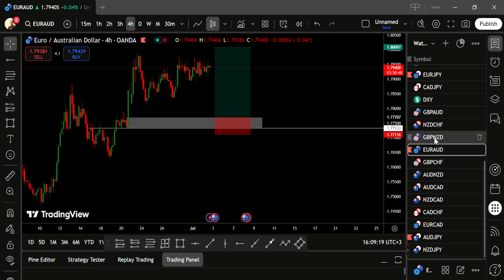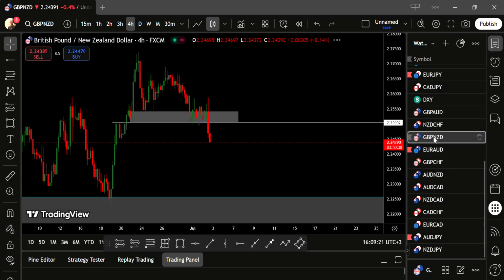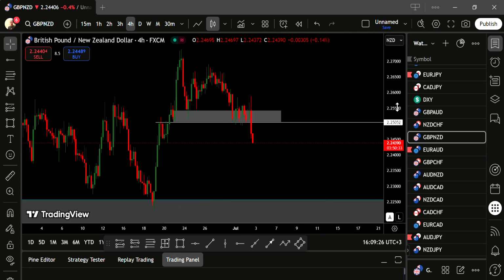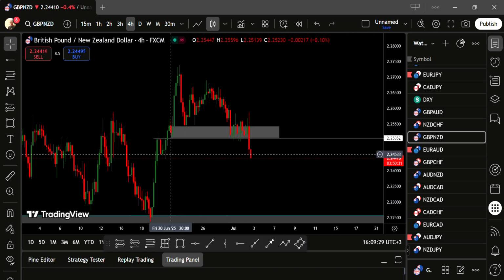So where is it? There is GBPJPY. This one played out. I think 1:2. This is 1:1.